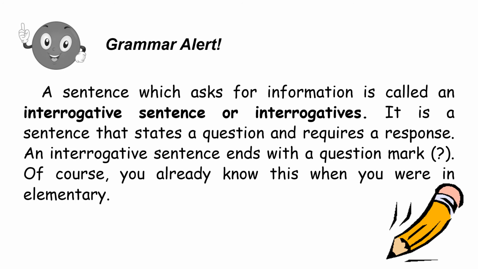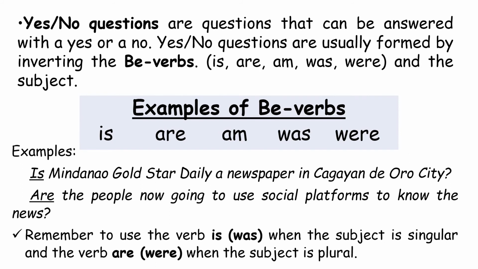Grammar alert! A sentence which asks for information is called an interrogative sentence, or interrogatives. It is a sentence that states a question or requires a response. An interrogative sentence ends with a question mark. Of course, you already know this from when you were in elementary.